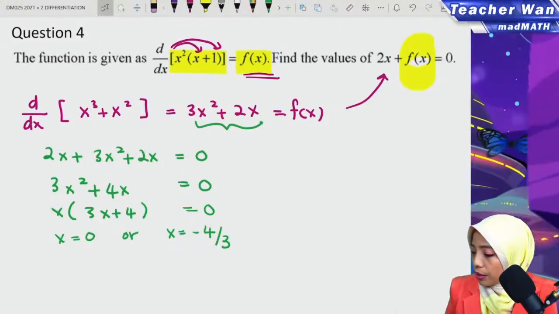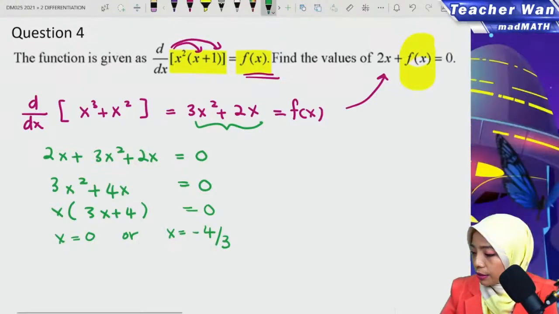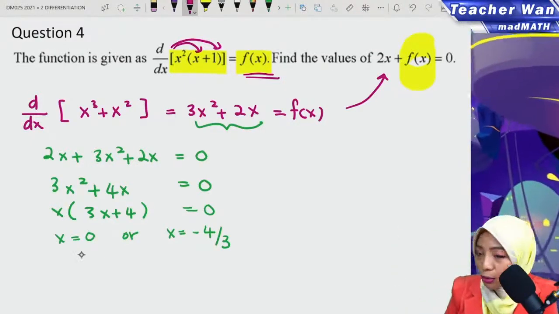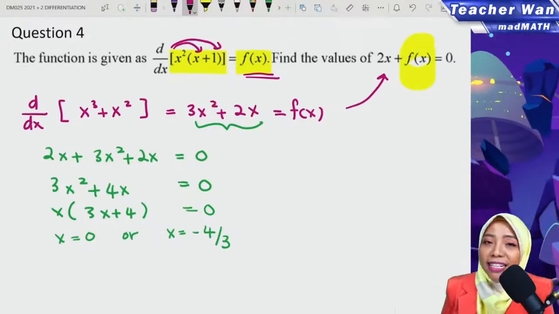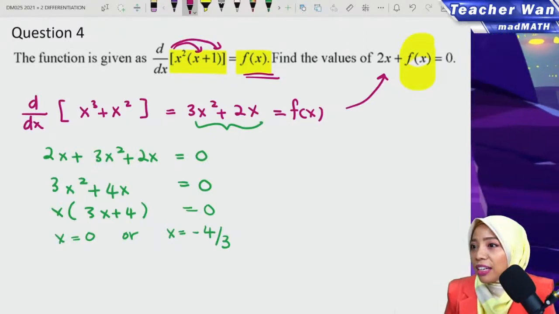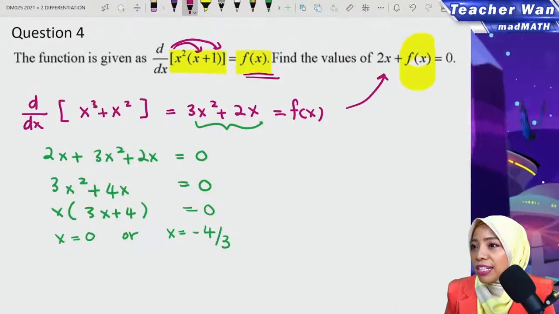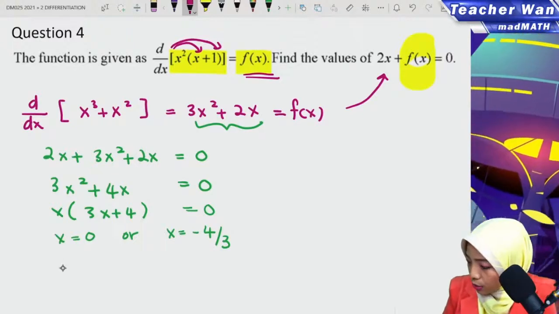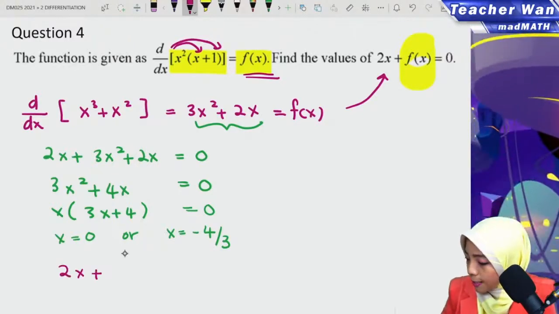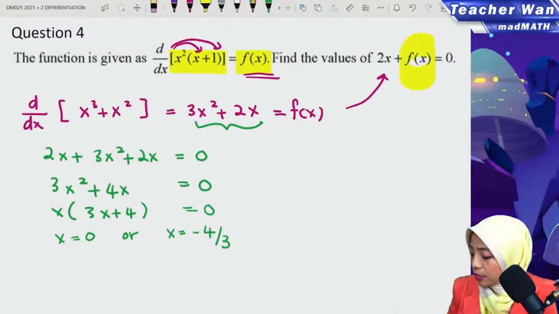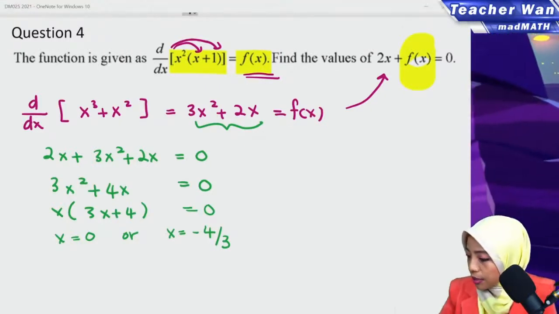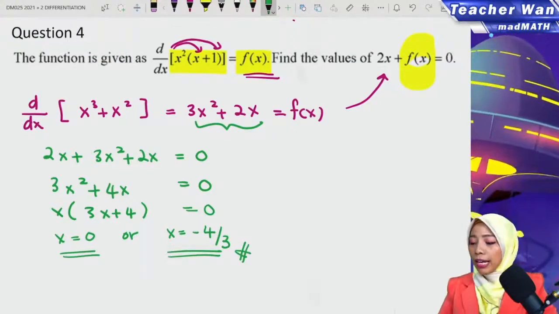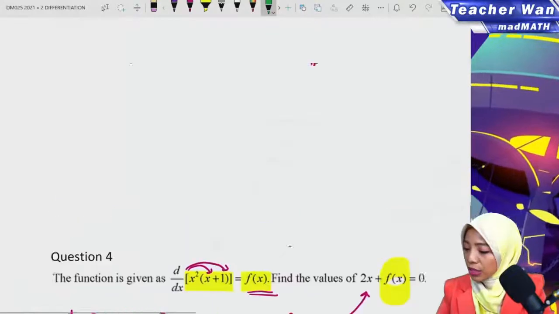So now we are going to finish this question first before we get back to the previous question where I did not yet find the second derivative. Okay, so find the values. This is our final answer. Oh, it's already done. Alright, all good. Let's move on to the previous question.